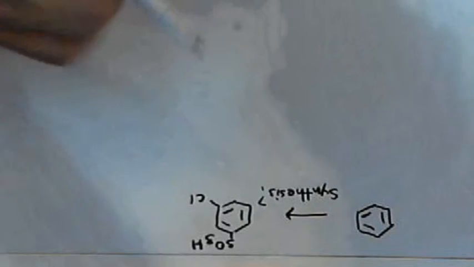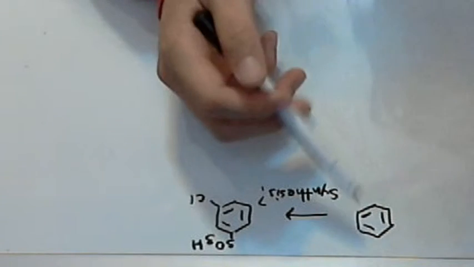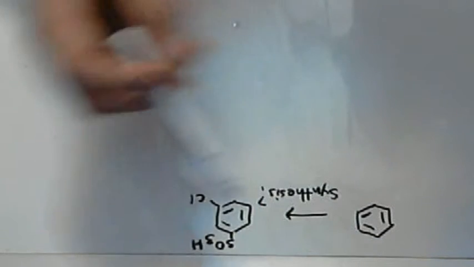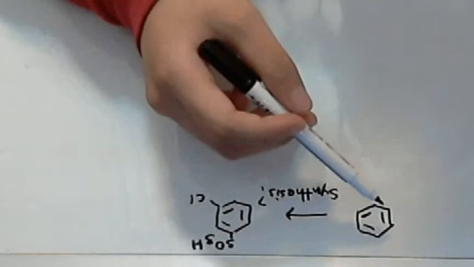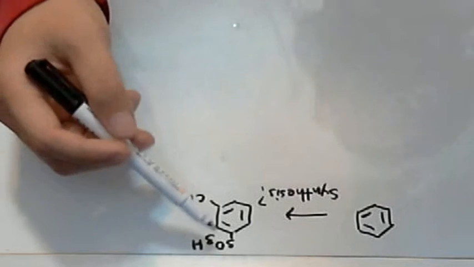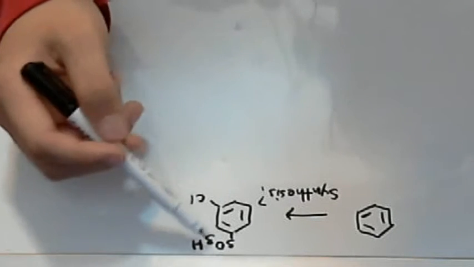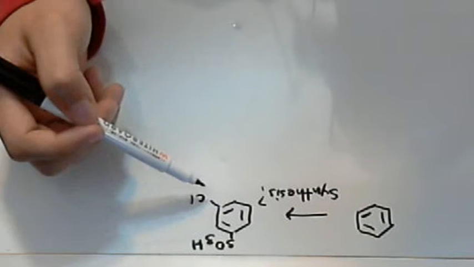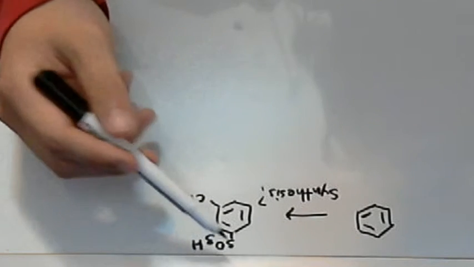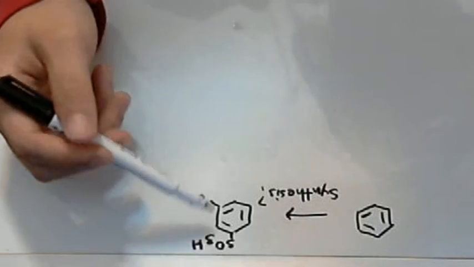So the first step is what is the same and what's different. Well, what's the same is that we have this benzene ring structure. We have that in both our starting material and our end product, right? But what's different? What's different is we've tacked on this SO3H group and the Cl group in a meta relationship. That's going to be important.